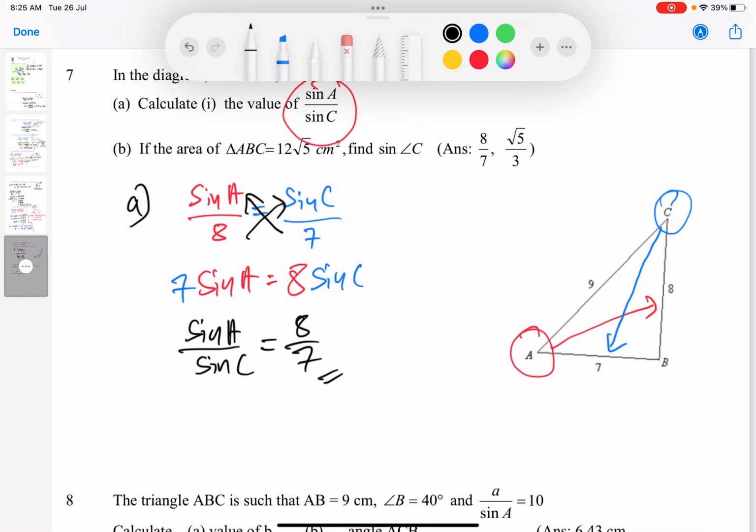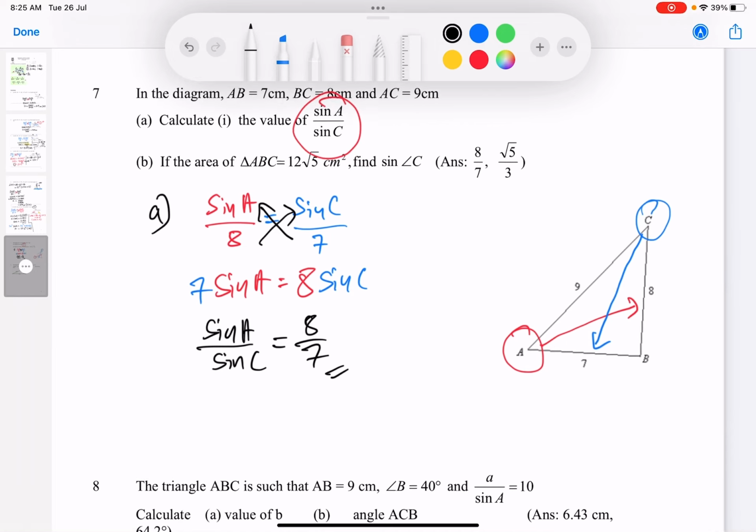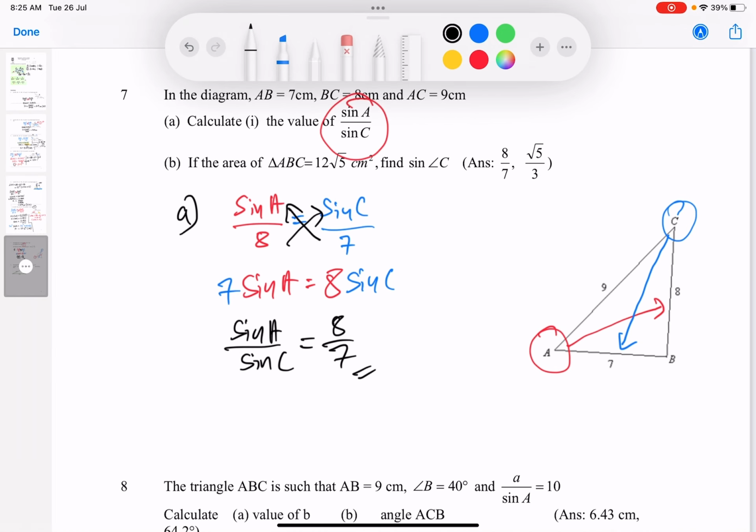Okay, so when we cross multiply, you would get this result over here. So we can bring the sine C over, I divide by sine C. Then this 7, I bring it over, I get 8 divided by 7. That's how I got this answer. Okay, so the ratio here is just 8 over 7. Of course, by right, we should leave it as a mixed number. But I think in this case, they want you to leave it as a ratio. Okay, so it's fine to leave it like this in this type of question.